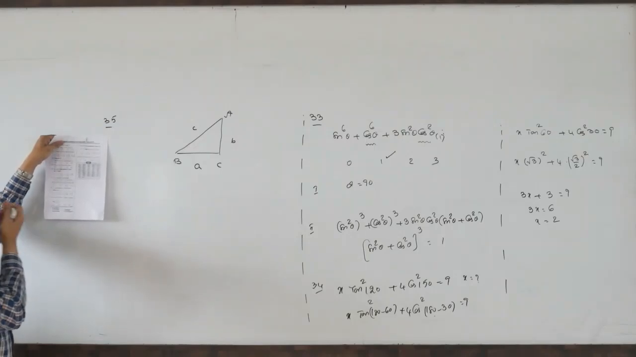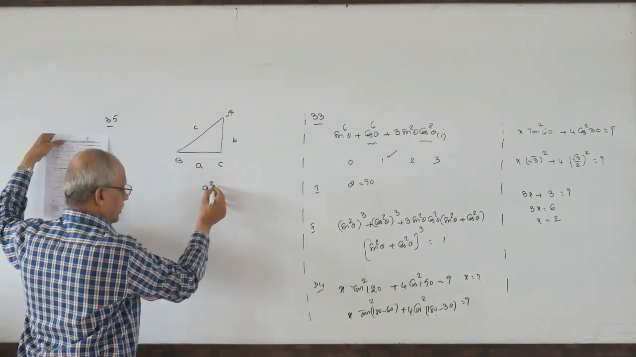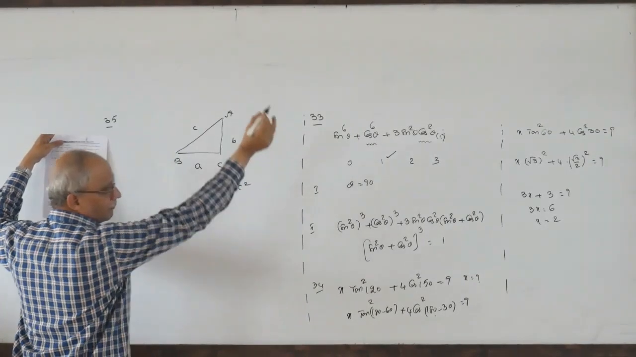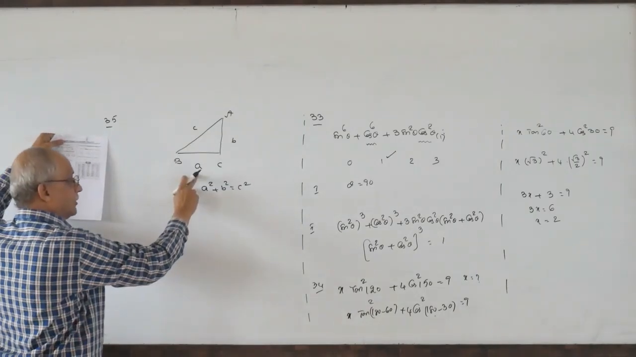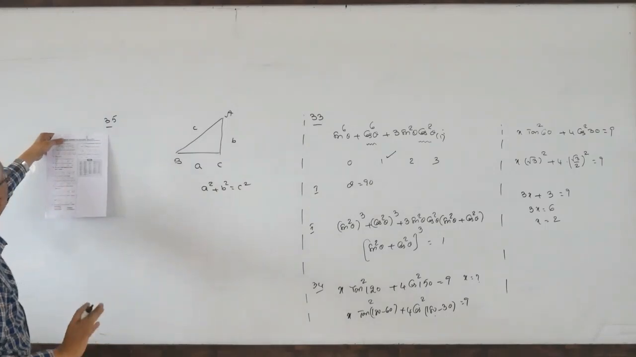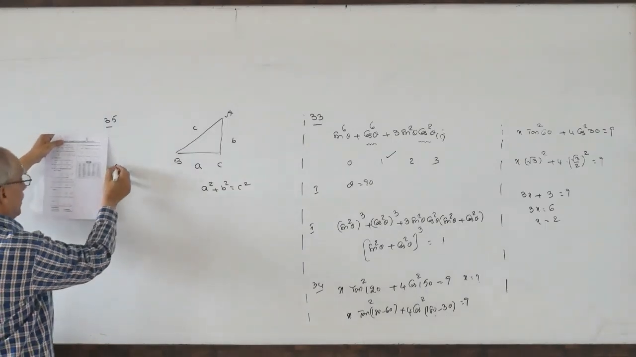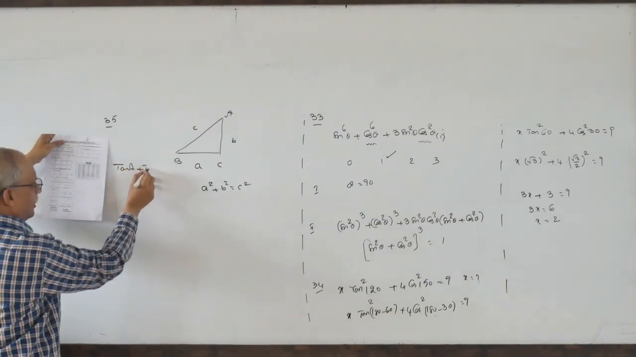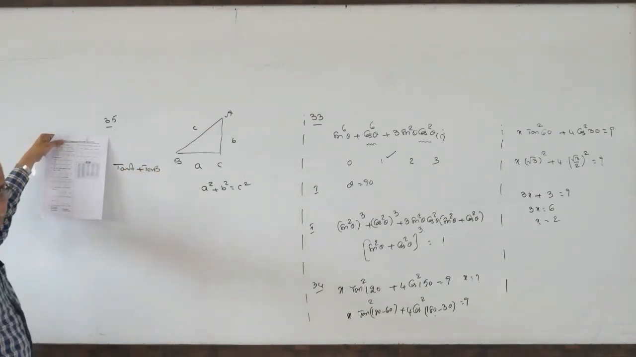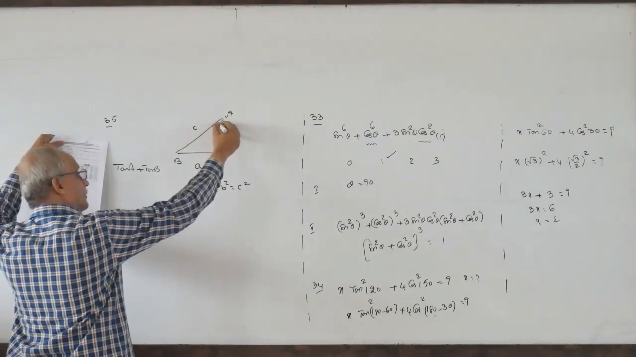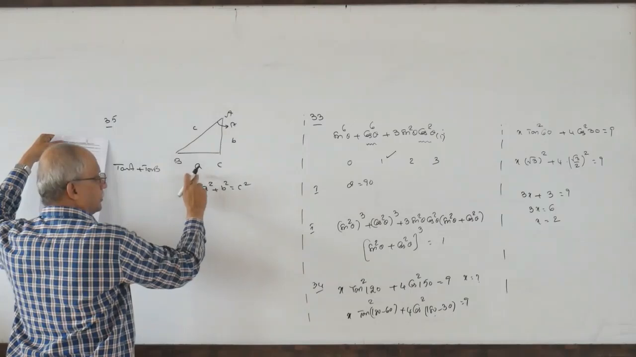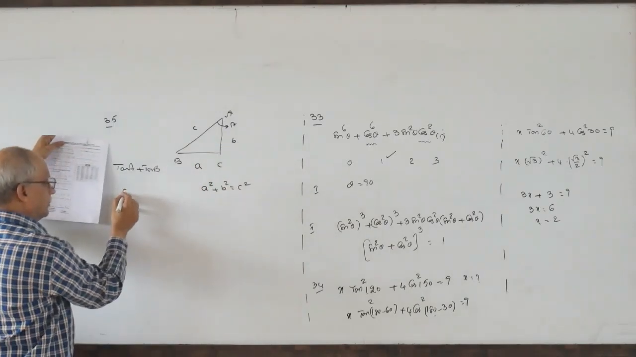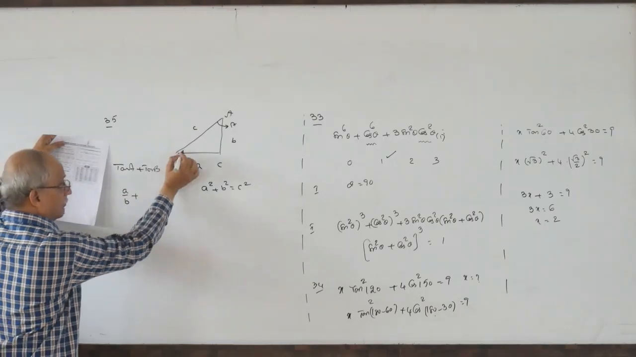What is the relation in this right angle triangle? Pythagoras theorem: a square plus b square equals c square. Length of the side is a, that means distance. Now he is asking to find the value of tan A plus tan B. Very good. Tan A means the angle is here. When we are here, tan A is opposite by adjacent, a by b. Tan B. Now we are here.